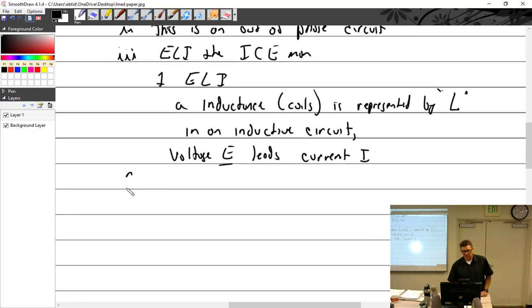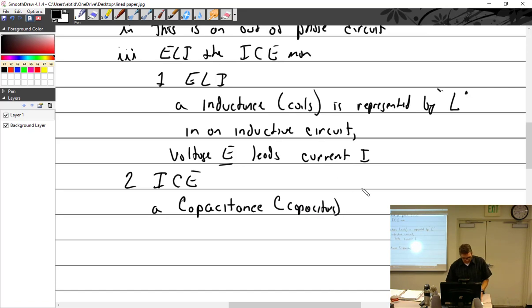And we'll talk about the Iceman. Ice. So in a capacitive circuit, I'll do it the same. Capacitance. Capacitors.